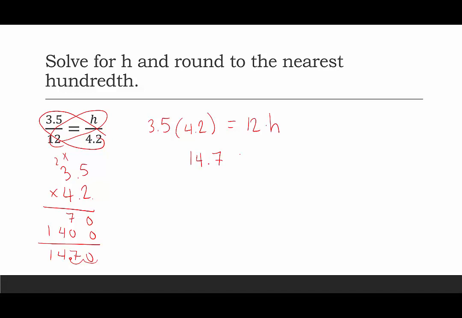I can drop that end 0. I don't need it right now. This equals 12 times h. Divide both sides by 12.